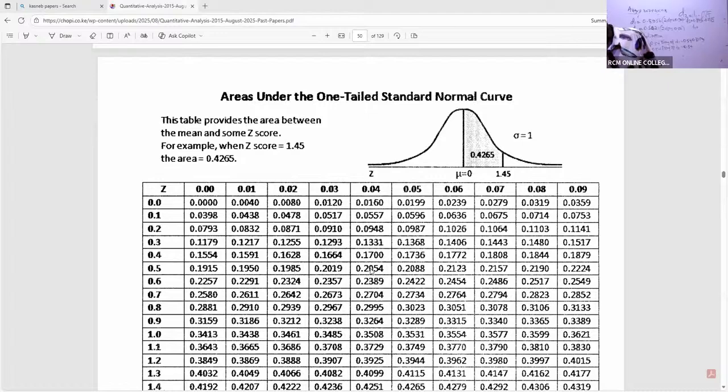4.54. Somewhere here, 2054. This one here, 2054. So plus 0.2054, plus 0.2054, like that.